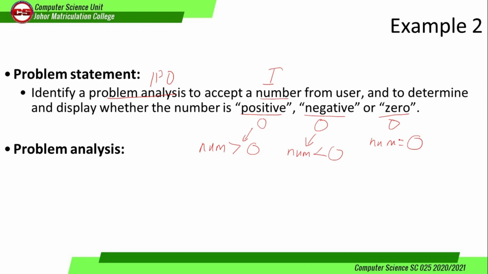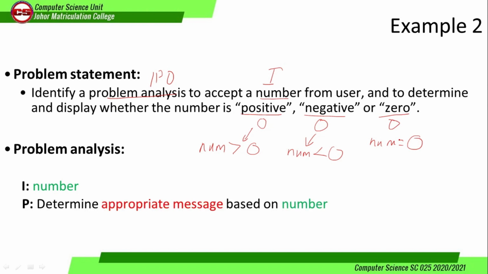Okay, so how to write the problem analysis? Input is number. Process: determine appropriate message based on number. And output here we have three messages. You choose either one based on the conditions. So the output is positive or negative or zero. The program will print either one message based on the number that the user keys in.